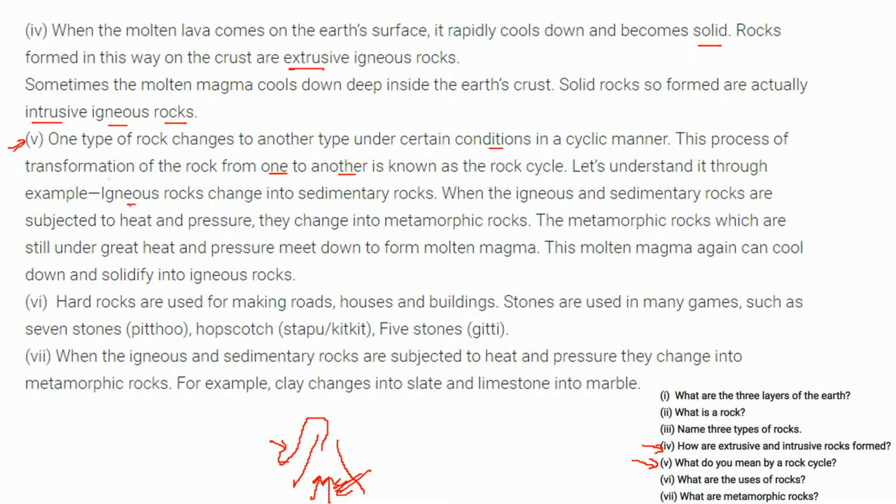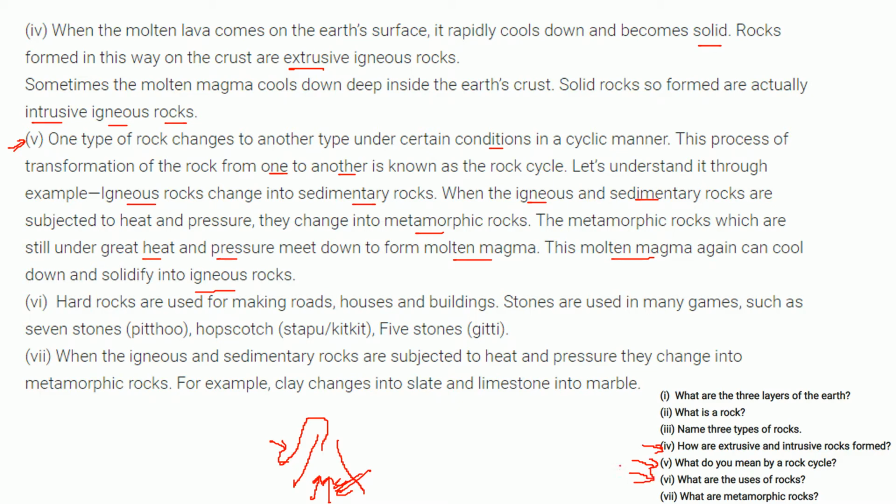Igneous rock changes into sedimentary rock. When the igneous and sedimentary rocks are subjected to heat and pressure, they change to metamorphic rocks. Then the metamorphic rocks, which are still under great, high heat and pressure, become molten magma. This molten magma can again cool down and solidify into igneous rock. This is how, in a cyclic manner, the rock changes its form.